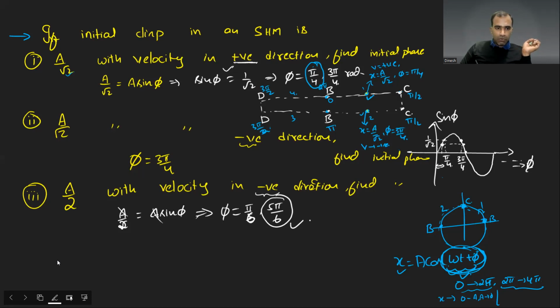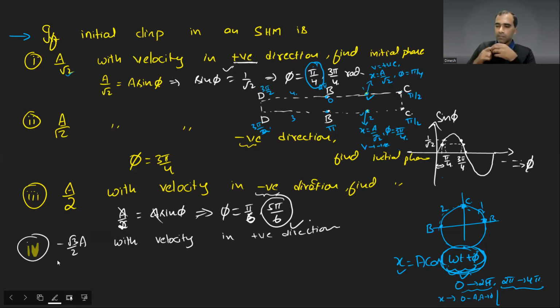Okay, let me quickly ask you one more question before leaving. Minus root 3a by 2, with velocity in the positive direction. 60 degrees, sir. If you want it to be 60, it should be the path from B to C, no?